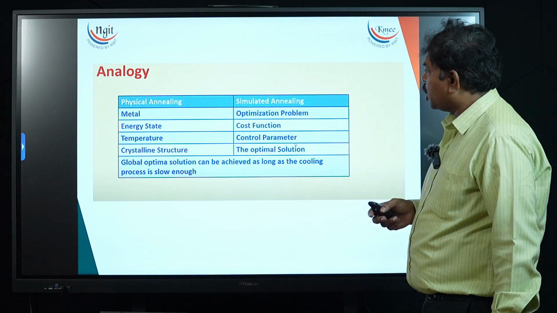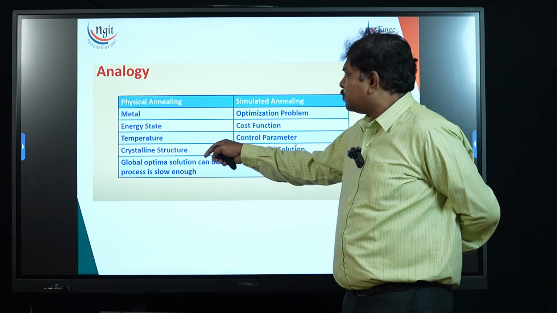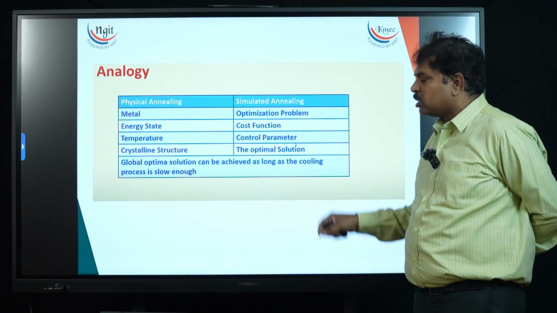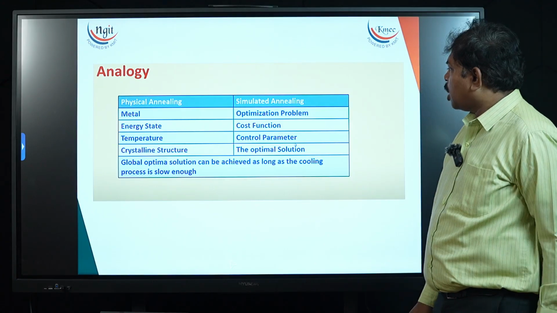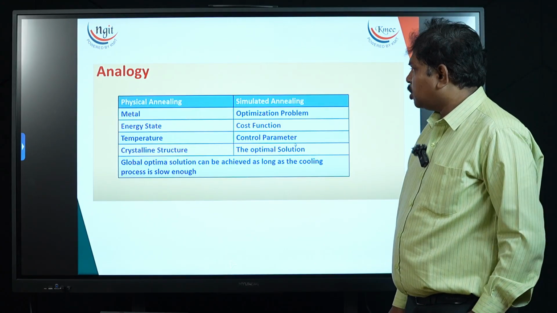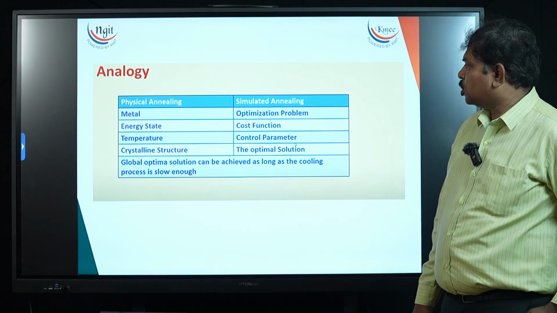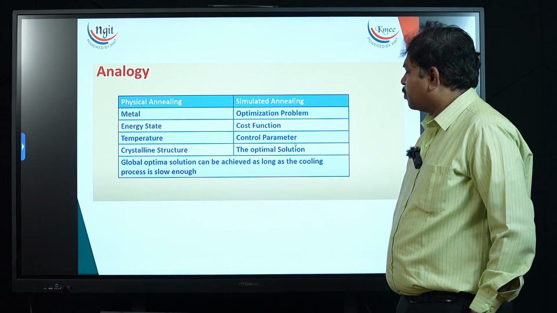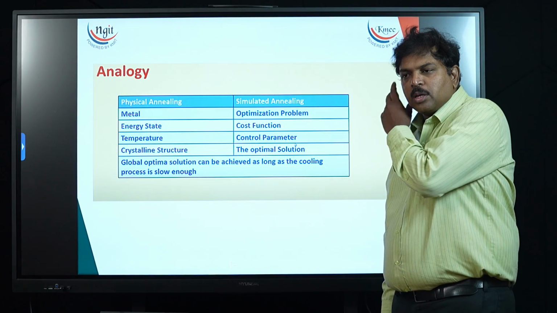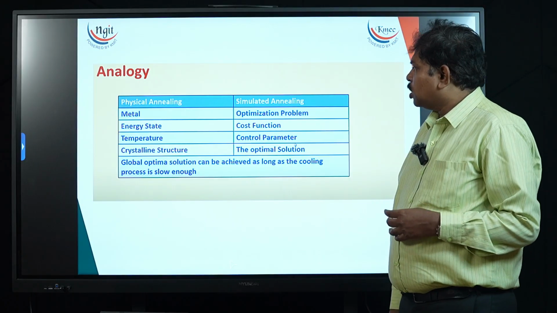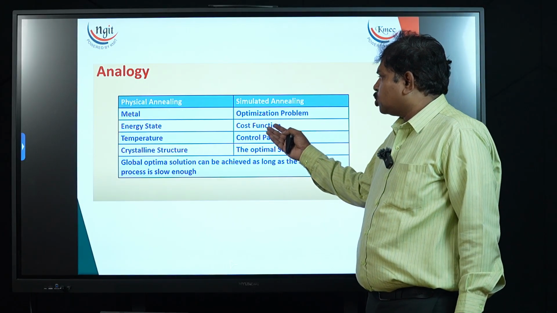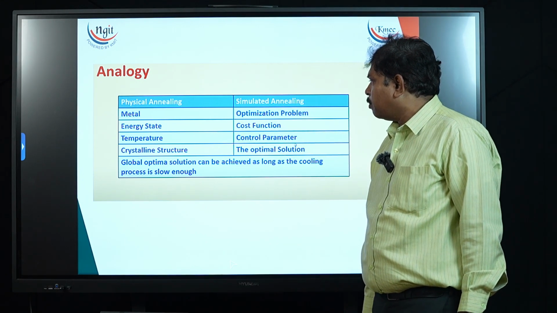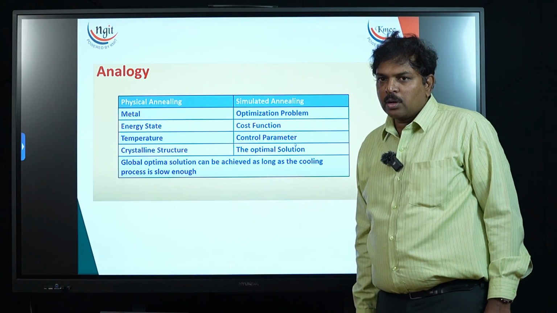How is annealing applied in solving AI problems? Just an analogy: in a physical annealing process we use the metal. In simulated annealing, in our AI problems, we use the solution placements. Here we have an optimization problem. Optimization means we are trying to find the best possible solution for a given problem. Sometimes we need to maximize the goal, or sometimes we need to minimize things, so that we achieve our best solution. In the case of a metal, the energy state is calculated.